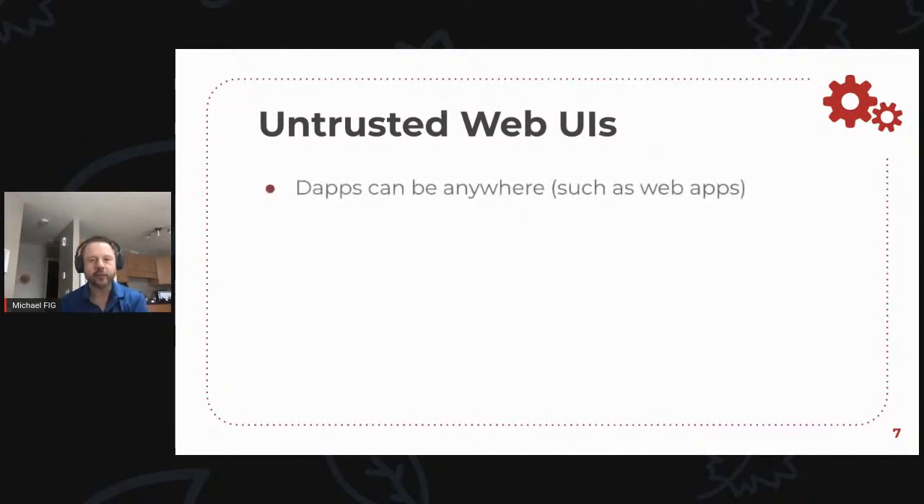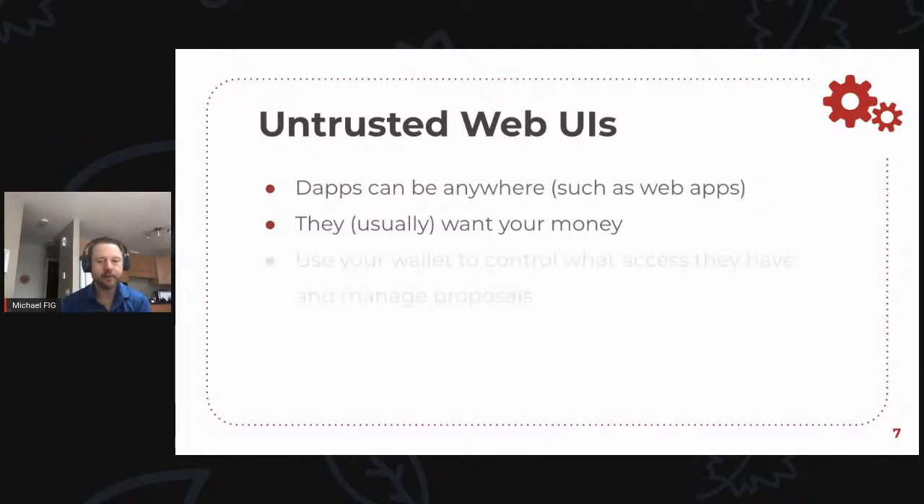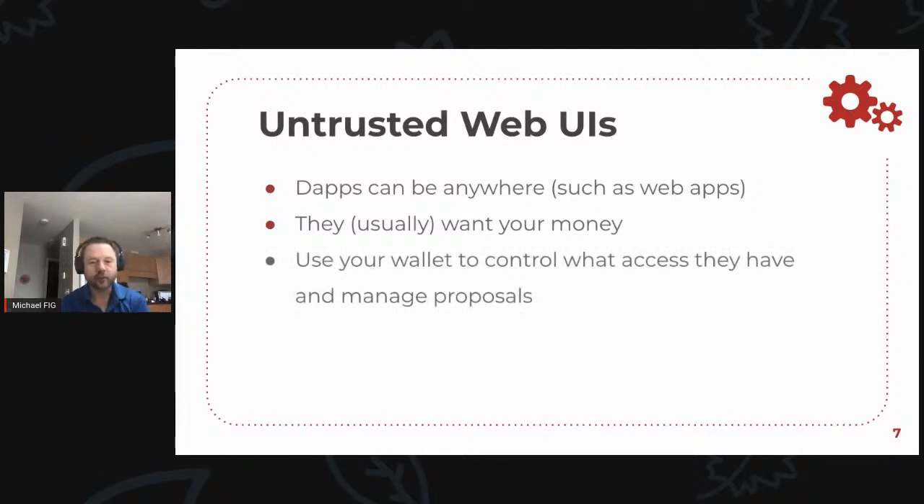So dapps being untrusted web UIs, they can be anywhere. Usually they're web apps on the internet that interact with your wallet through the Web3 APIs. They usually want your money. That's what dapps are. They want to help you exchange something, possibly not collecting anything on the side. They might want to give you something for free, but a dapp's main purpose is to do something with assets on the chain. And finally, you use the wallet to control what access they have and to manage the proposals.